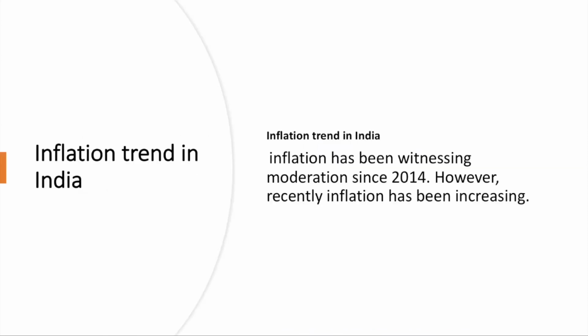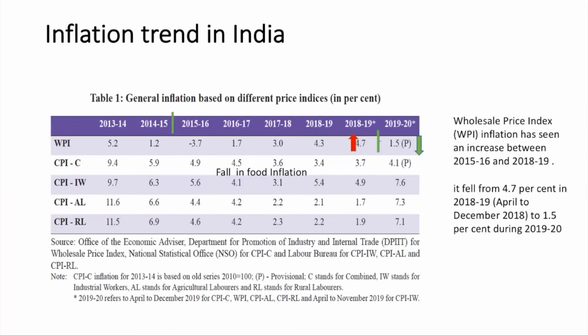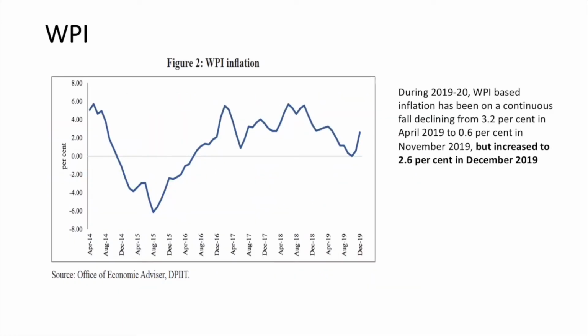Now we come to what has been the inflation trend in India. The Survey says that inflation has been moderating since 2014. So as you can see in this table, WPI inflation increased between 2015 and 2019. This is graphically represented here. WPI inflation has been decreasing, but after 2019, in December 2019, it has seen an increase.